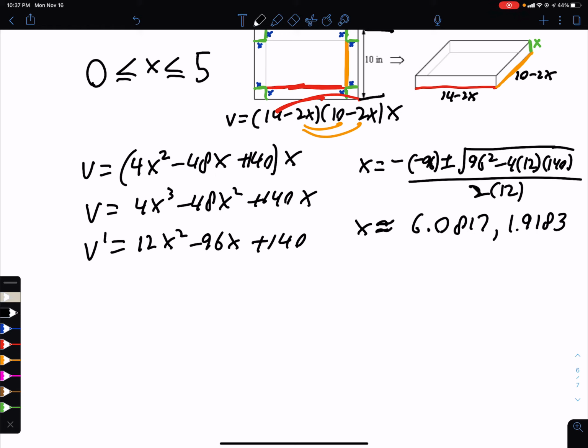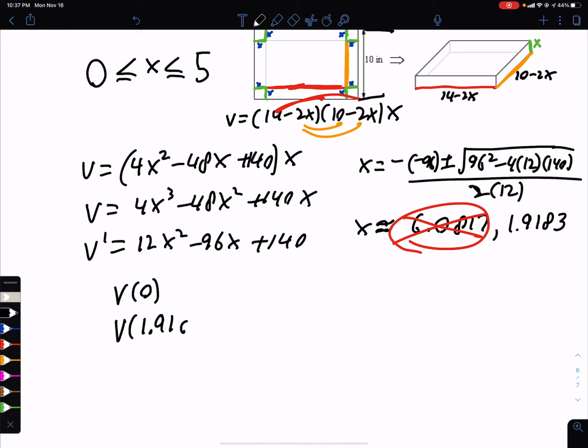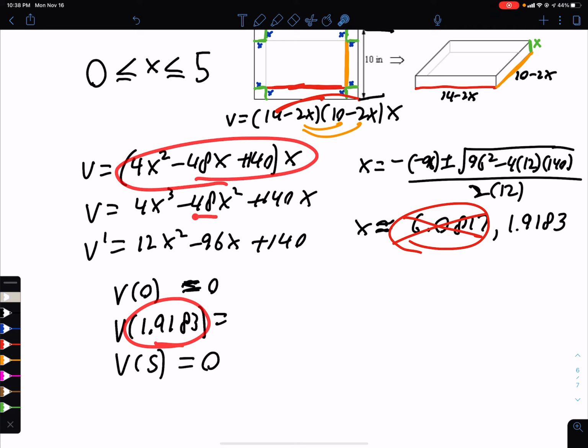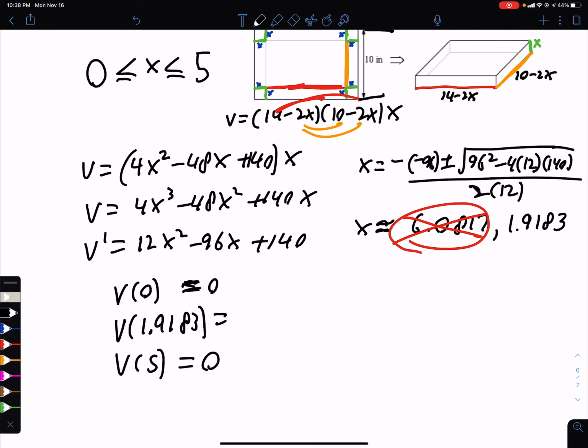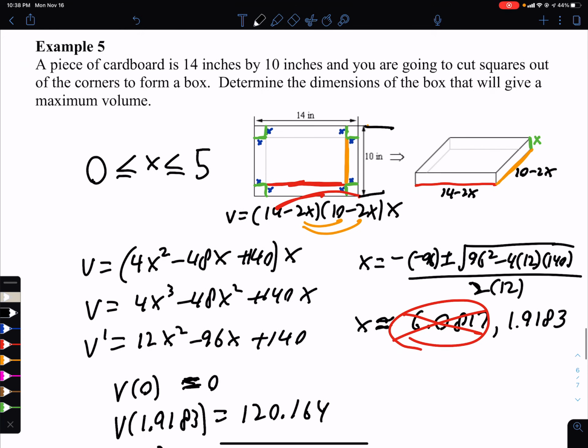Now, what's nice about this, that's not possible, it's impossible. So we only do have one critical point. In this case, I'm just going to find the volume at the critical points and endpoints just to mix it up a little bit here. And these are going to be 0 for these two. If you think about it, it's quite obvious. If you plug this value into this volume formula or this one, you will get 120.164. So it's asking the dimensions of the box.